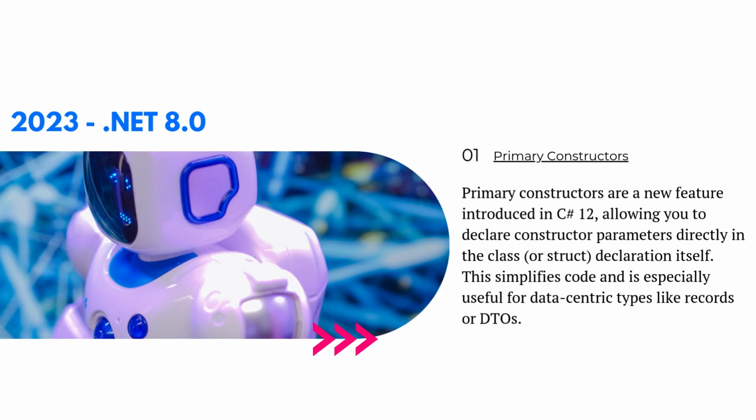Primary constructors are a new feature introduced in C# 12, allowing you to declare constructor parameters directly in the class or struct declaration itself. This simplifies code and is especially useful for data-centric types like records or DTOs.